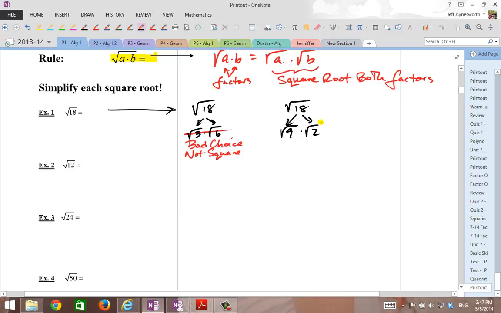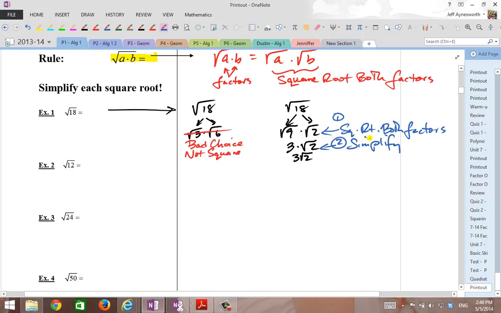All right, so you're going to split the root. You're going to square root both factors first. Step 2, you simplify it. And we know that the square root of 9 is just 3, so we get 3 times root 2, or what we say is 3 root 2, written just like this. So we square root both of the factors right here. That's your step 1. Step 2, you simplify the result.